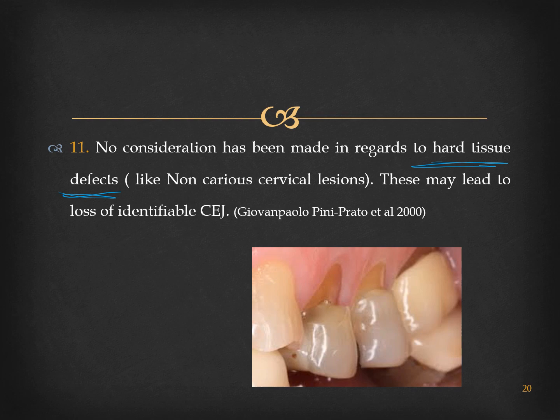For example, here we cannot identify where the position of the CEJ is due to the presence of abfraction or a non-carious cervical lesion. So in such cases, we cannot apply Miller's classification.